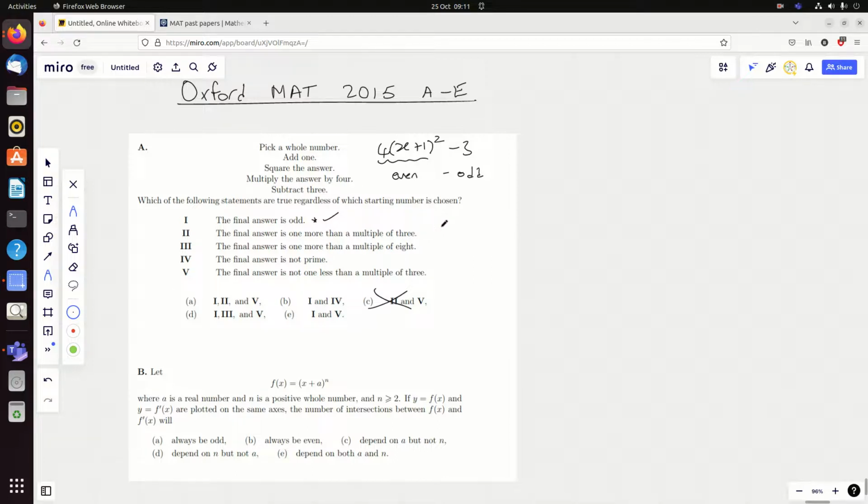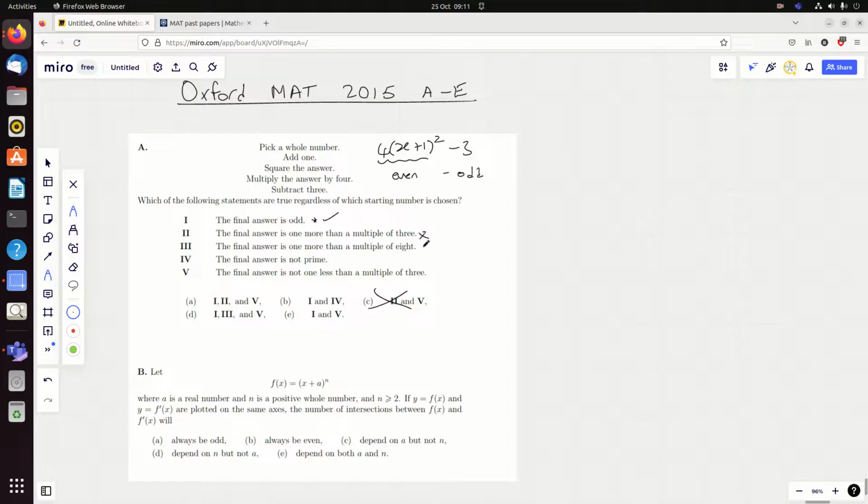Final answer is 1 more than a multiple of 3. I thought, is that always true? I think it can be a multiple of 3. If I make sure I pick x such that after adding 1 and squaring it, it equals a multiple of 3, well, a multiple of 3 minus 3 is a multiple of 3. So I don't think that it's always 1 more than a multiple of 3 regardless of the number chosen, because if I chose x is 2, I'd get 36 minus 3, 33, and that is not 1 more than a multiple of 3. So that's false.